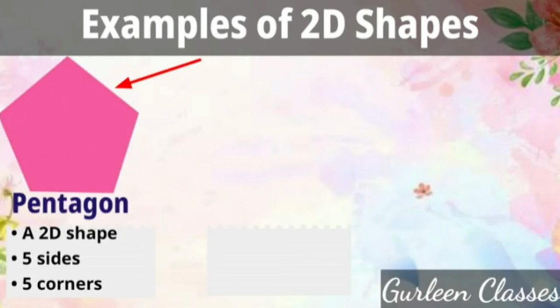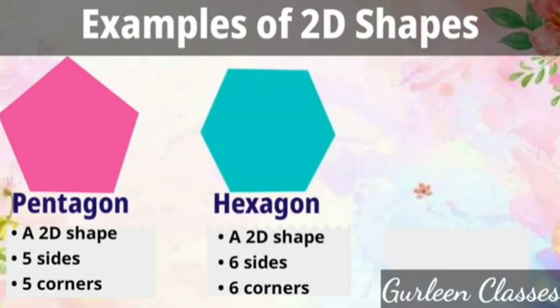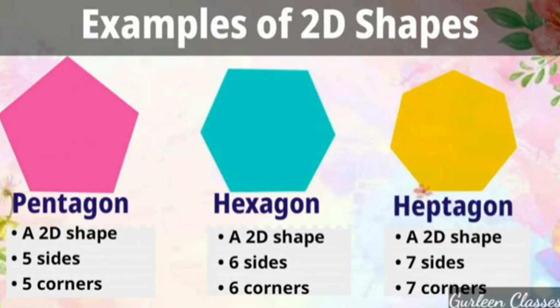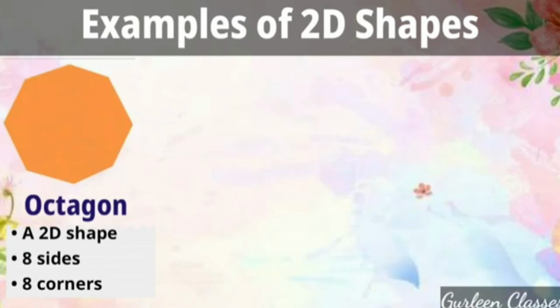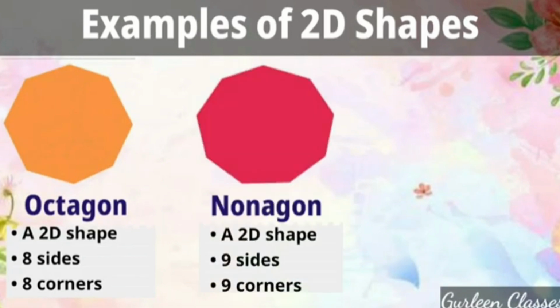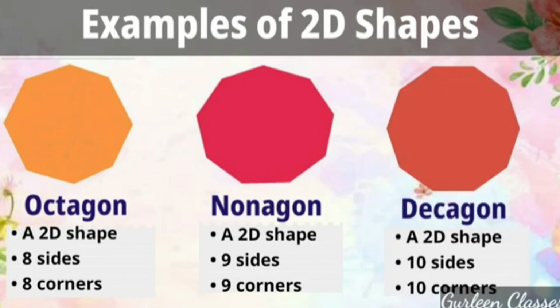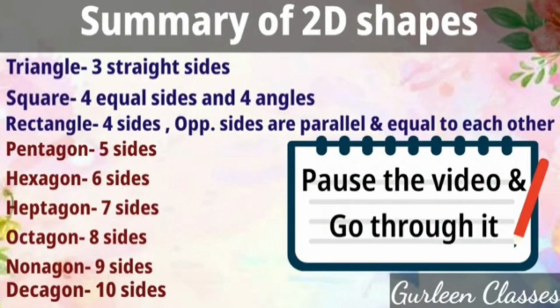Next, pentagon. It is also a 2D shape. It has 5 sides and 5 corners. Then hexagon. It is also a 2D shape. It has 6 sides and 6 corners. Then heptagon. It has 7 sides and 7 corners. Octagon. It has 8 sides and 8 corners. Then nonagon. It has 9 sides and 9 corners. Then decagon. It has 10 sides and 10 corners. So here is a summary of 2D shapes. So students, just pause the video and go through it.